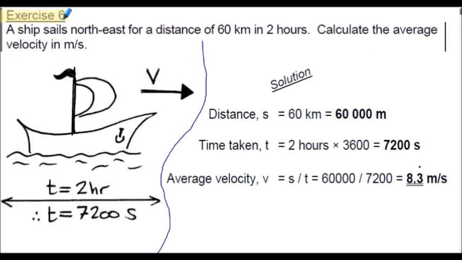Exercise 6, the solution. The distance travelled is 60 kilometers, so that's 60,000 meters. The time taken was 2 hours, so multiplied by 3,600, that's 7,200 seconds. So the average velocity v is simply the distance travelled s divided by the time taken t. Inserting the values, the average velocity is 8.3 recurring meters per second. Note the dot above the 3 means recurring number.